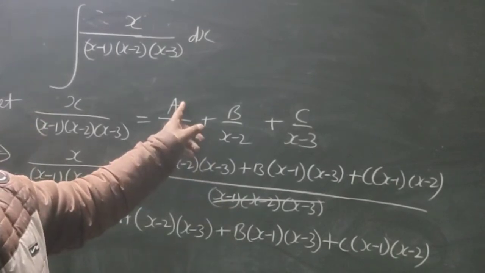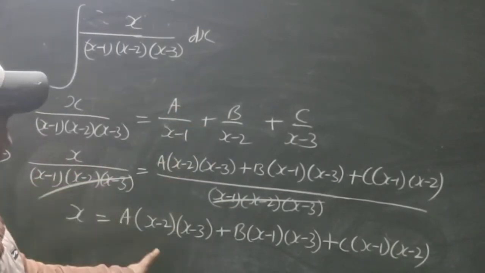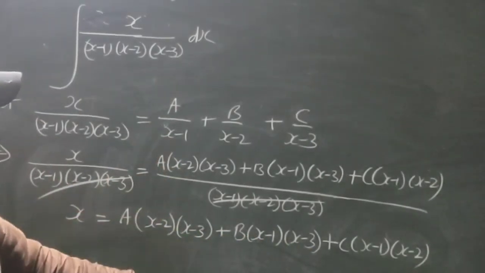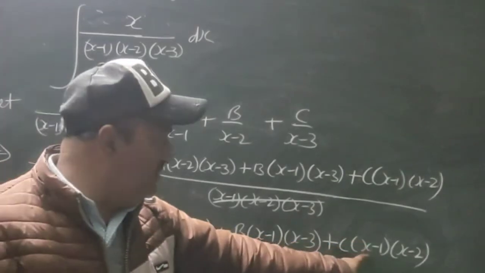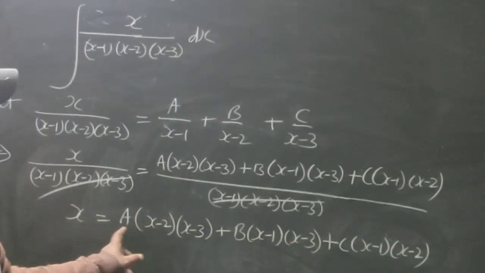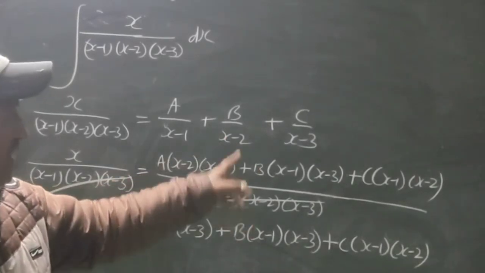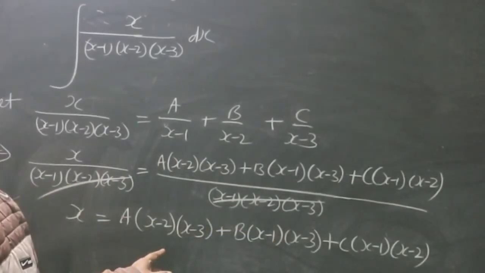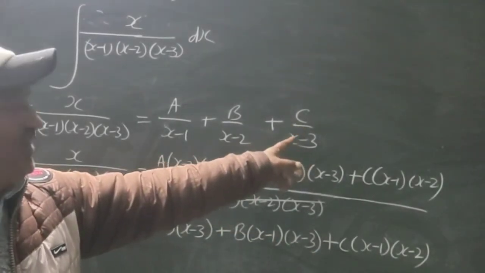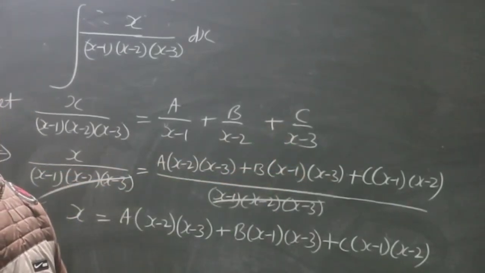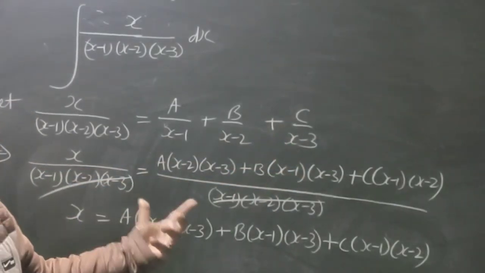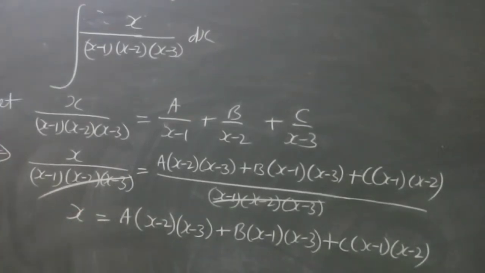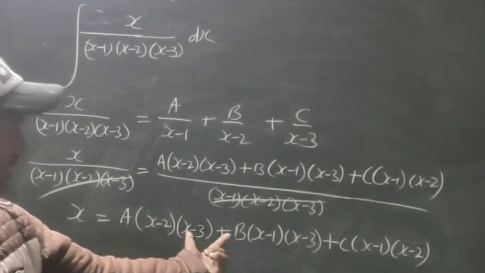The value of A can be calculated by putting x is equal to 1 in this equation. If we put x is equal to 1, the other terms will be 0 and we can find the value of A. Similarly, the value of B can be calculated by putting x is equal to 2 here, and the value of C can be calculated by putting x is equal to 3. Let us find the values of A, B and C one by one by putting x is equal to 1, x is equal to 2 and x is equal to 3.